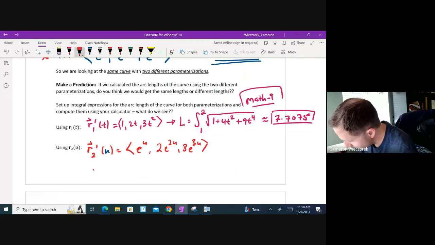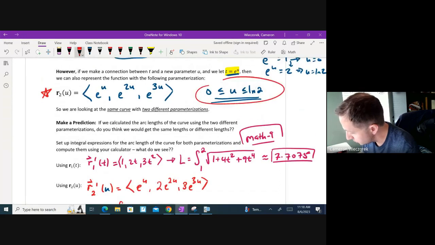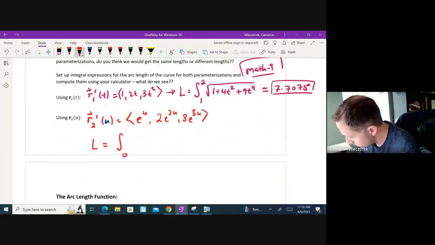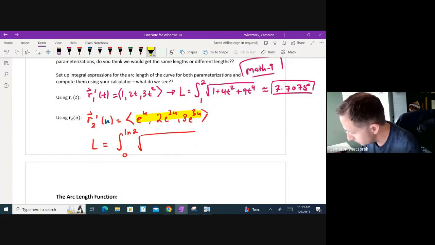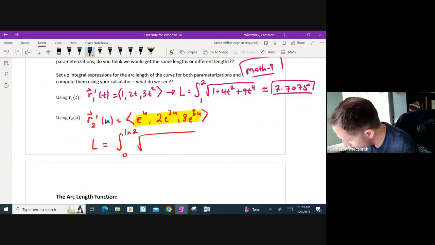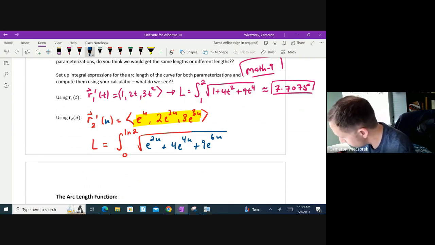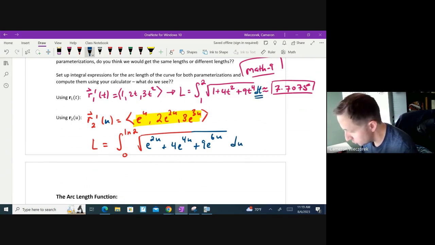So now, taking the length. Now remember, the bounds aren't going from 1 to 2. What were our bounds for the second parameterization? 0 to natural log 2. Square root, sums of the squares of these components that I'm highlighting would be e to the 2u plus 4e to the 4u plus 9e to the 6u. Okay, du. Oh, I forgot my dt up top. Major error, sorry. This one should be du. Make sure that you put your differential inside your integral.